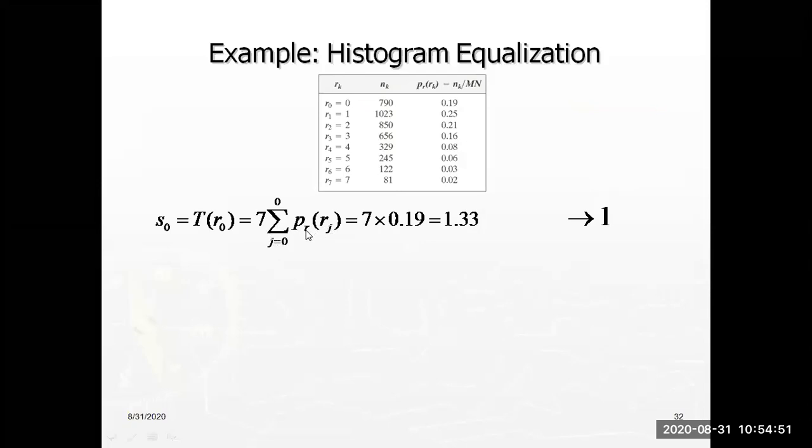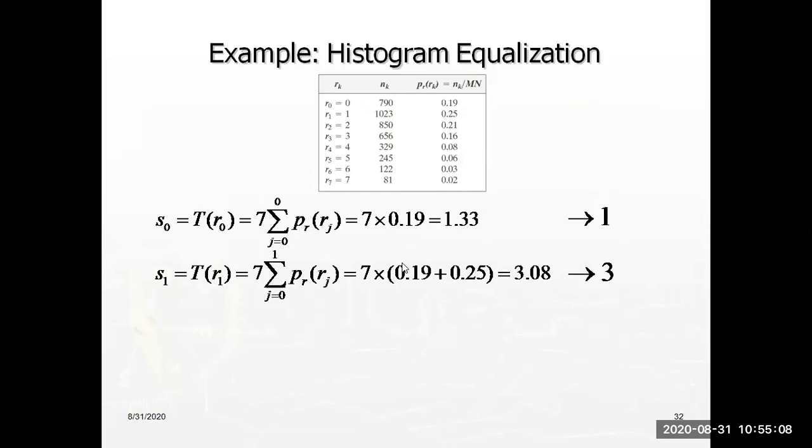Simply P_R of R0. So what is my probability? 0.19, multiply this and 1.33. Okay, this is S_K and this is normalized or equalized. This is S_K original, but this is equalized. And in the second one, what happens?